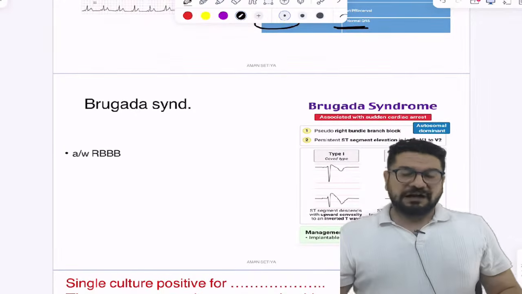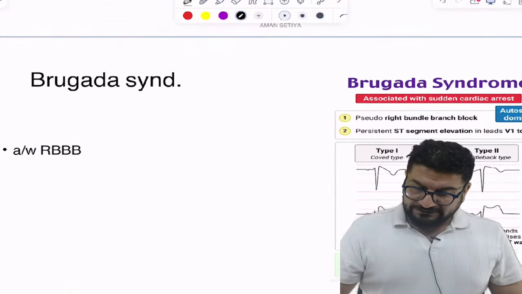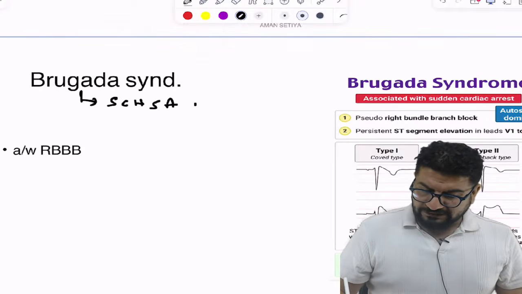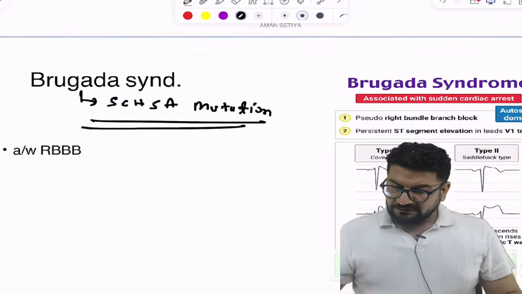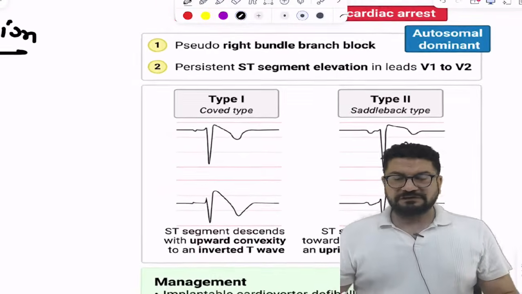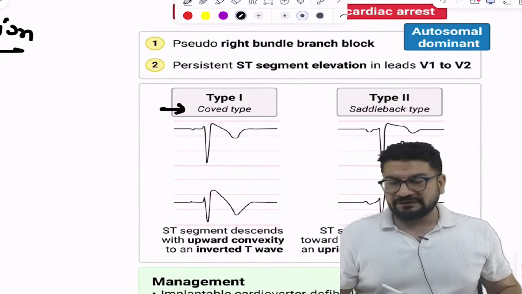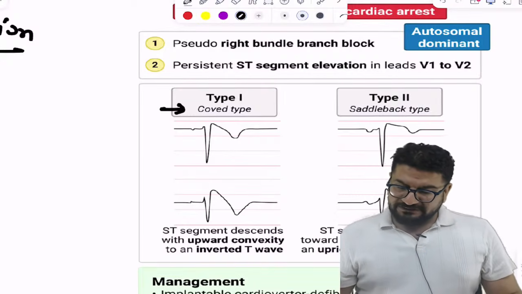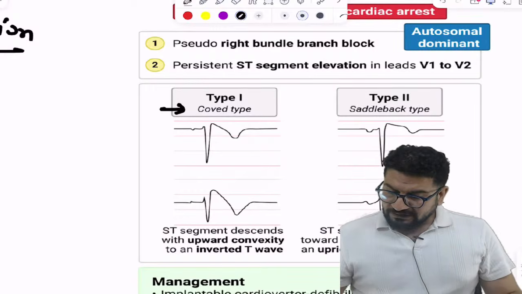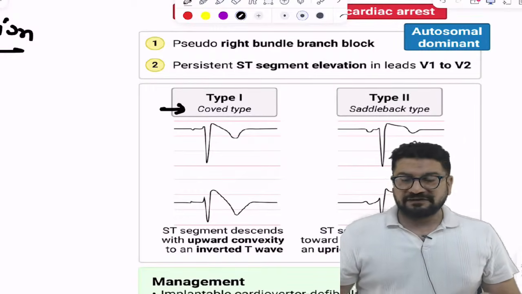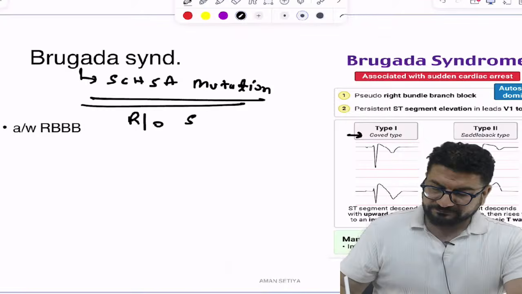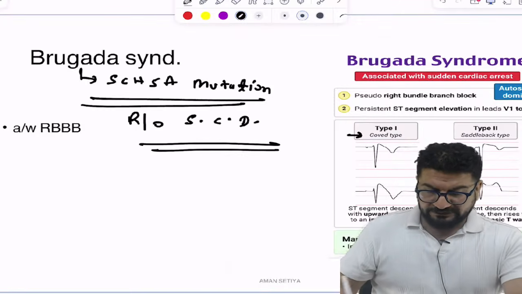Okay, now coming to Brugada syndrome. It is because of an SCN5A mutation. In Brugada syndrome the patient can have an association with right bundle branch block. So just try to understand we have two types of Brugada syndrome. First is type 1, the coved type, coved pattern, where the ST segment descends with an upward convexity. Type 2 is the saddleback pattern, with a biphasic T-wave type of appearance. And this patient always has a risk of sudden cardiac death. So that is seen in Brugada syndrome.